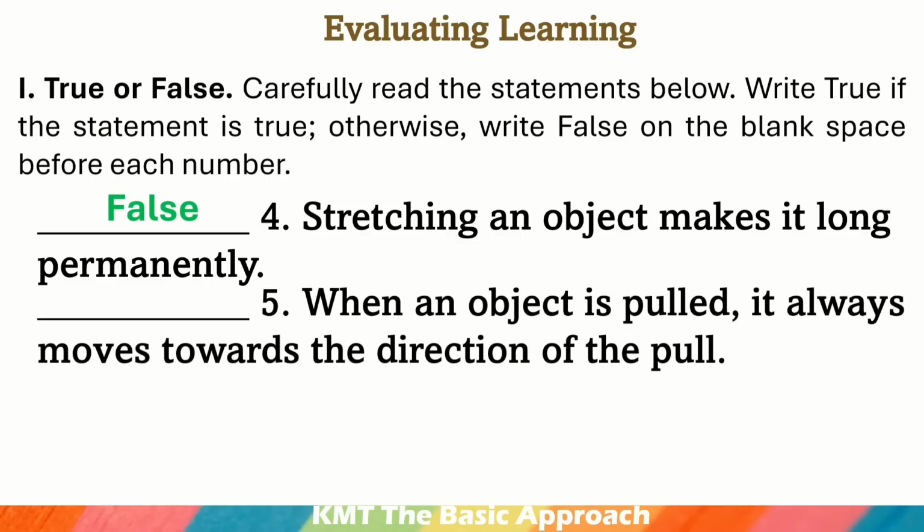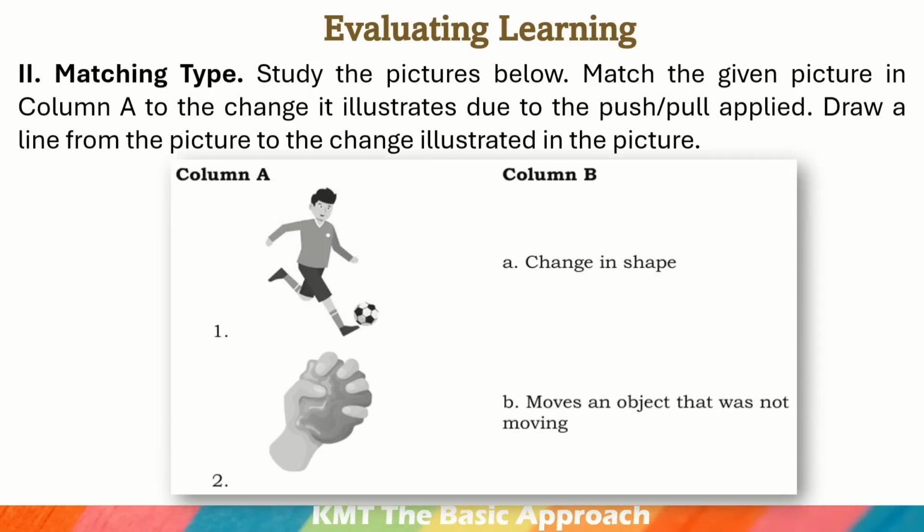Number 5. When an object is pulled, it always moves towards the direction of the pull. Is it true or false? Great! False. Another evaluating learning. Matching type. Study the pictures below. Match the given picture in column A to the change it illustrates due to the push or pull applied. Draw a line from the picture to the change illustrated in the picture.